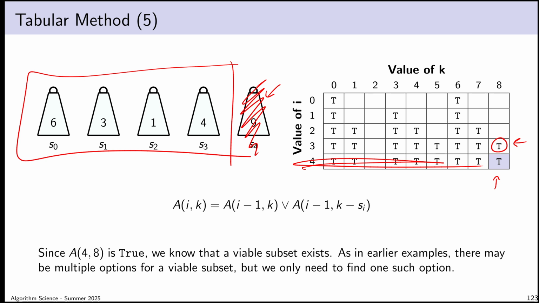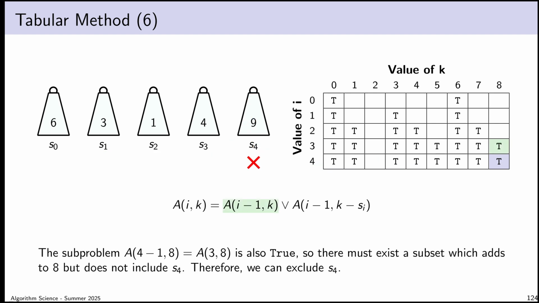I know that there's a way of getting a subset without S4, so let's just eliminate S4. Let's get it out of the way. So that's what I'm going to do. Now, it turns out S4 is 9, so there isn't going to be a subset. But even if there was a subset that contained S4, I don't care. If there's a subset that doesn't contain S4, I can eliminate S4 from consideration.